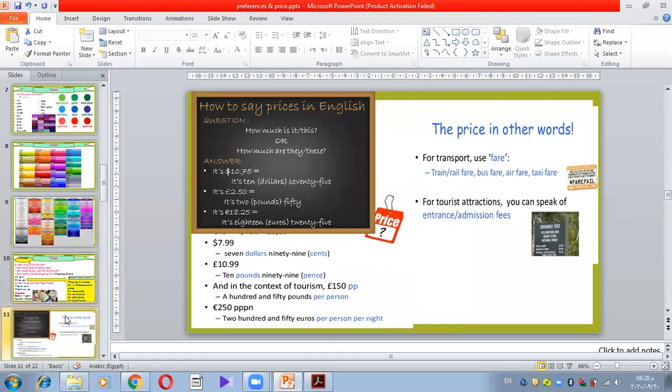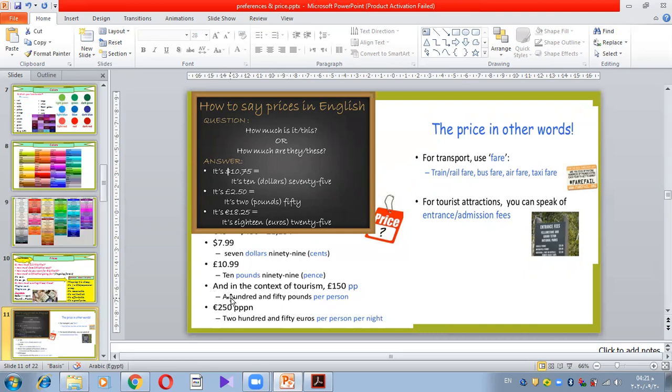Okay, so again, it's just a revision of what I said. How to say prices in English? How much is that, or this? How much are they, or these, if it's plural? It's $10.75, or it's just 10.75. It's 2.50. It's 18.25. Again, don't forget, if you are going to mention the currency, you have to mention it in both of them. It's $7.99, 10 pounds 99 pence.